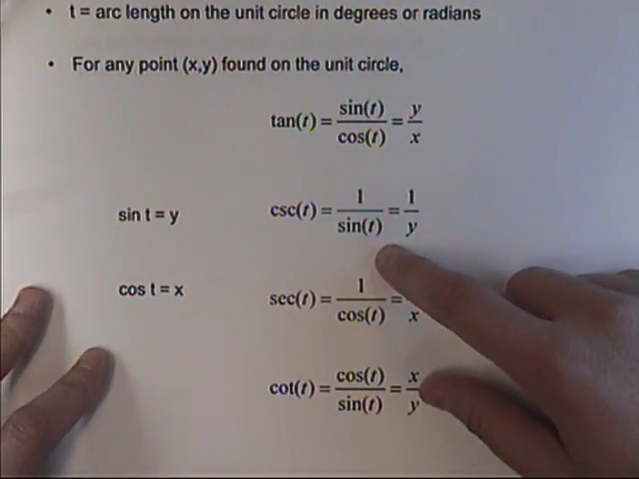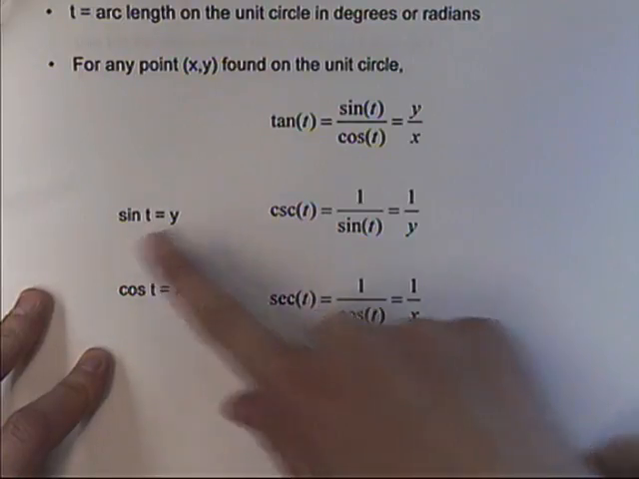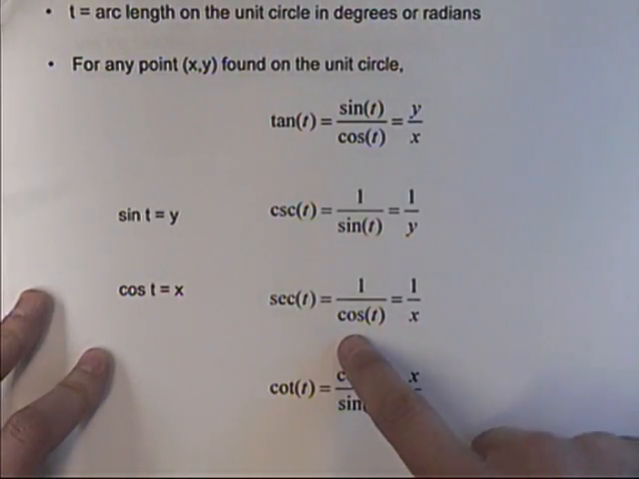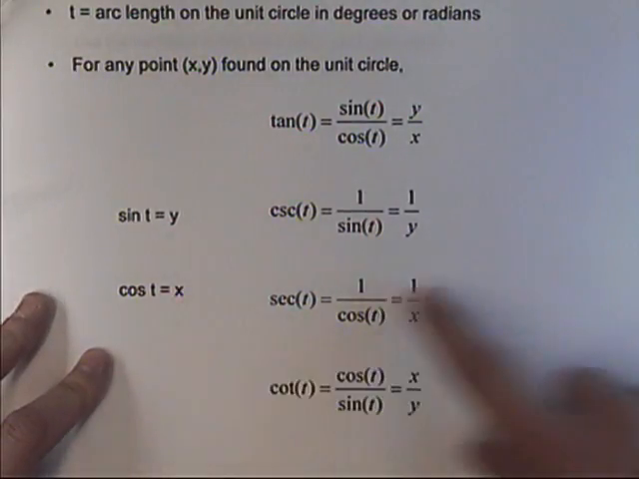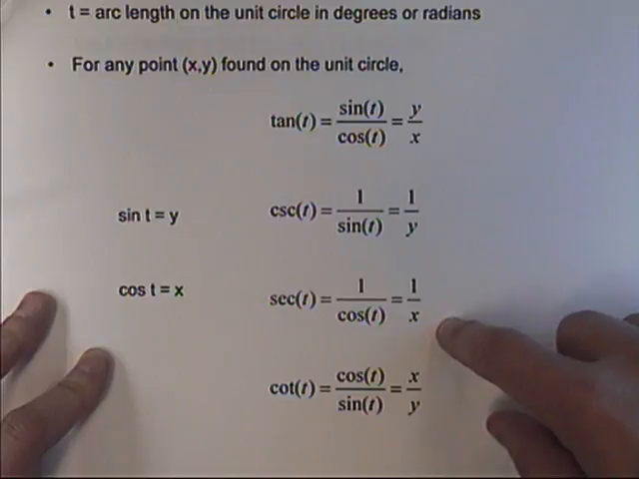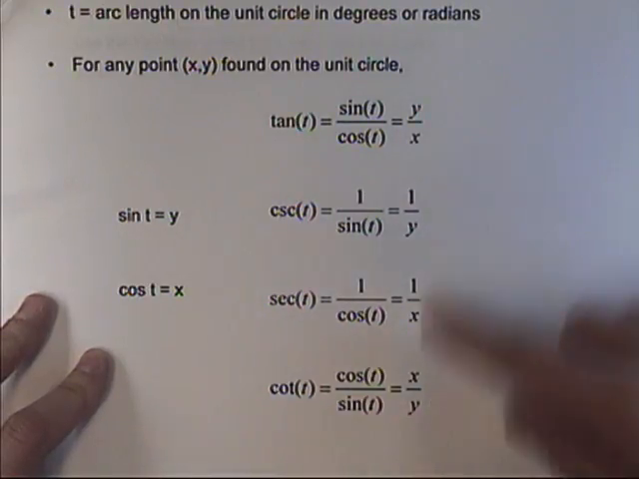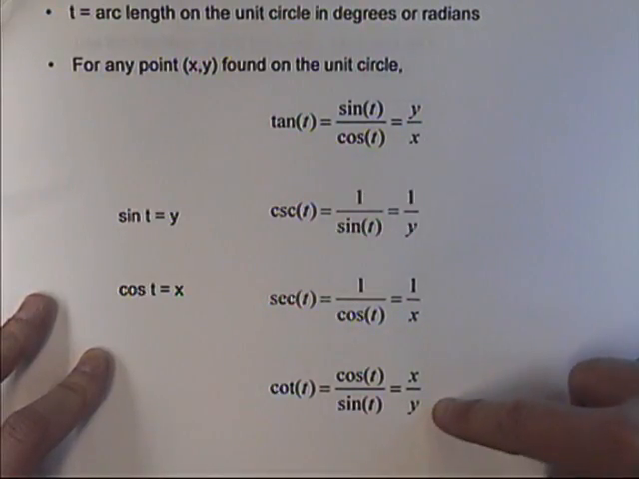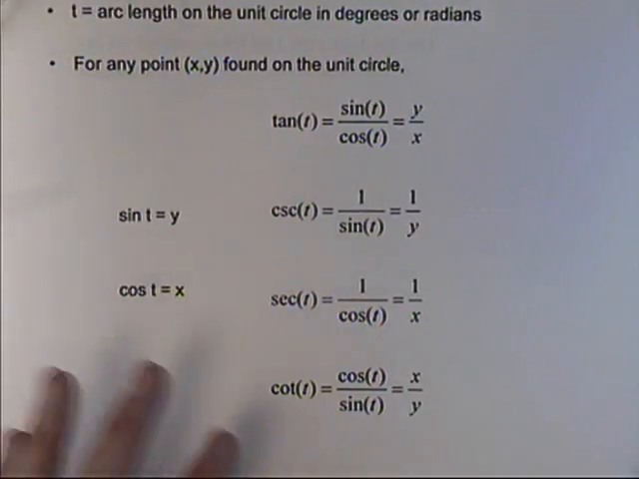Basically, you'll notice that the cosecant is the reciprocal of sine, and the secant, SEC, is the reciprocal of cosine. So if this is 5, this is 1/5. Or if this is 2/3, that's 3/2. And tangent and cotangent are also reciprocals. This is y over x, and that's x over y. You'll need to memorize these because they won't be given to you.